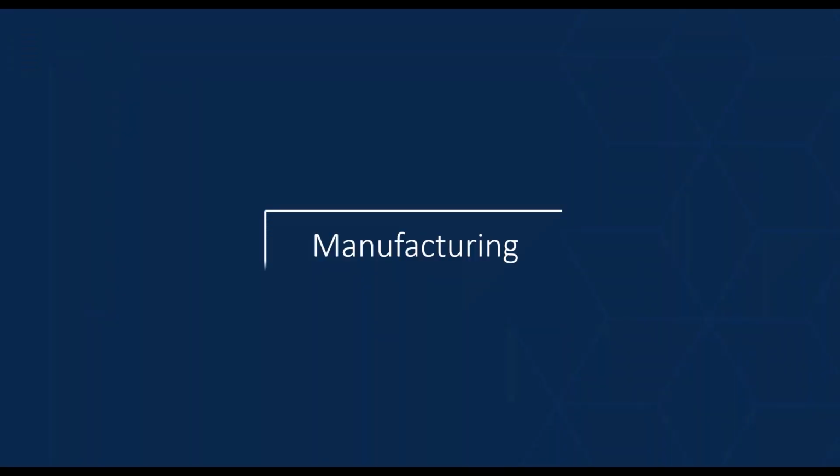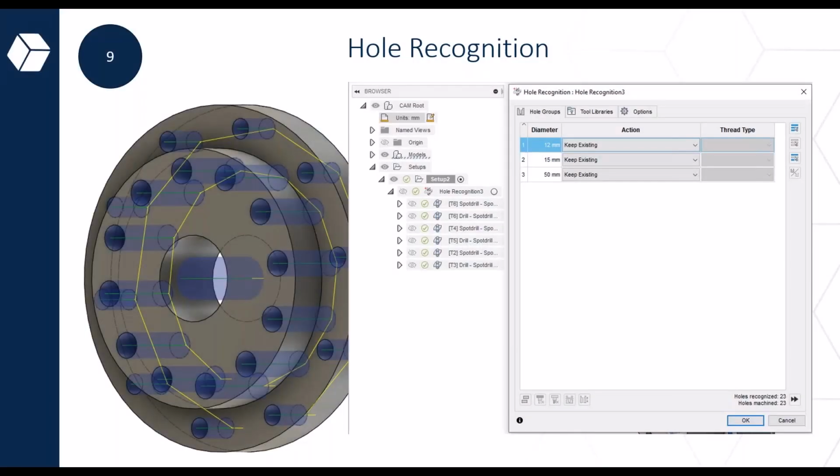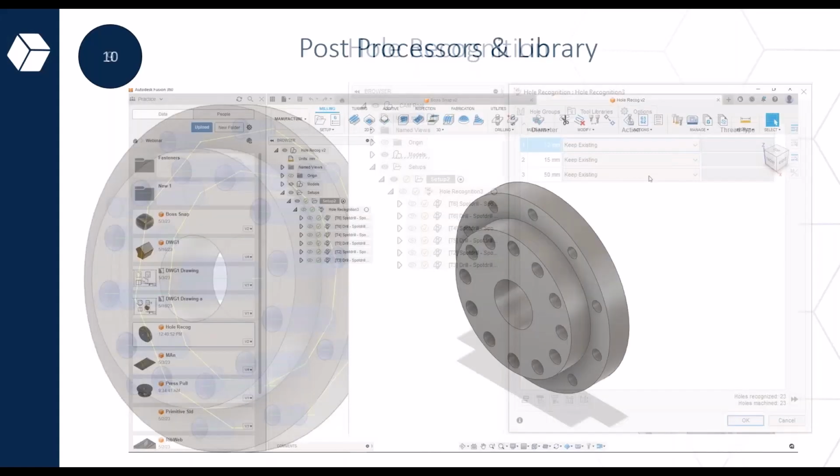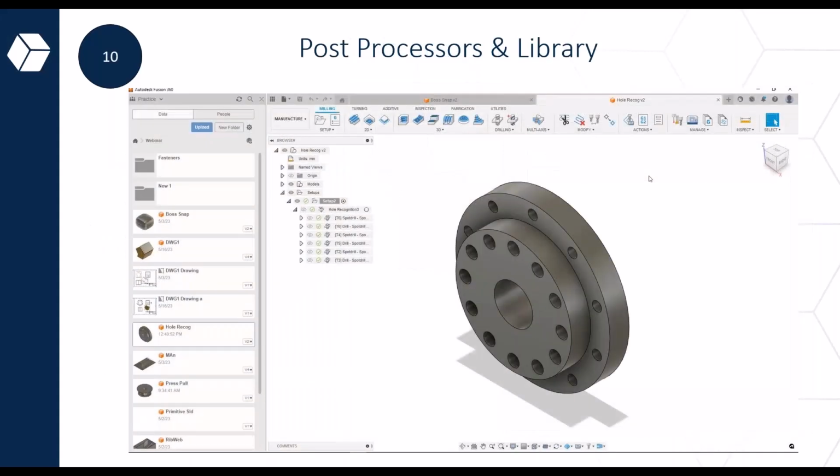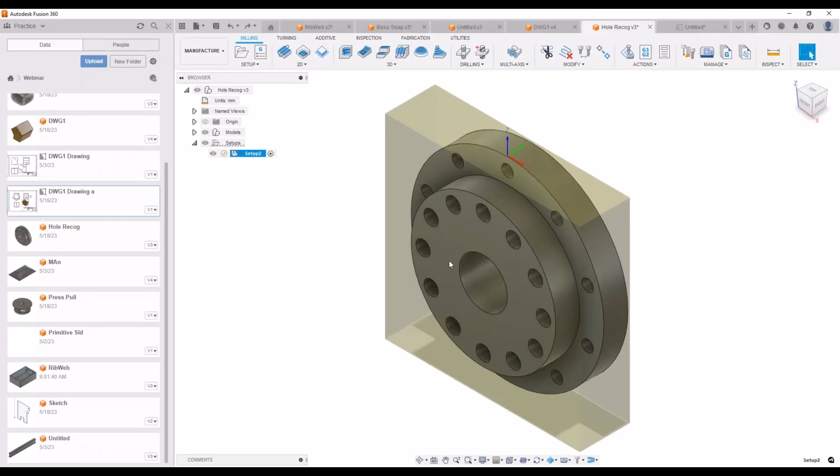Next up, we will talk about a couple of tools on the manufacturing side of things. One of the very interesting tools, which also comes with the machining extension, is the hole recognition tool. I'll show you what it is just now. And then the next thing we're going to talk about is the post processes and the libraries that we also have in Fusion 360. So what I've done here is I've created a previous setup already with a blank and everything.